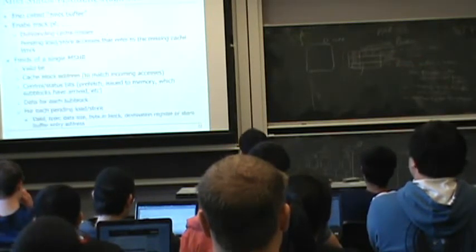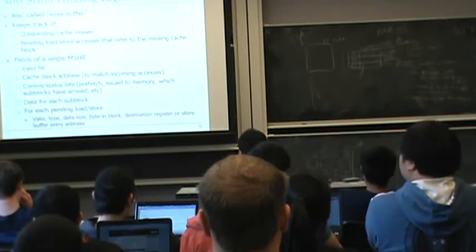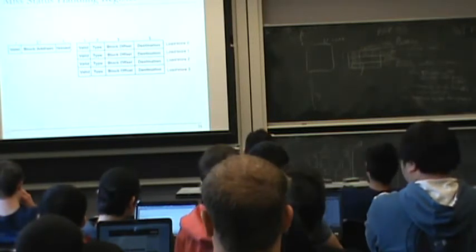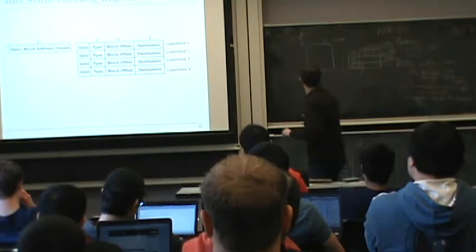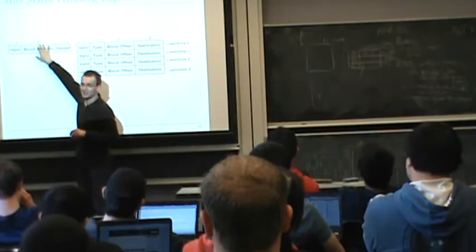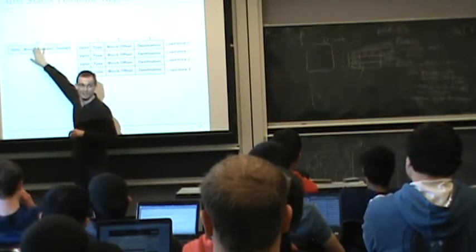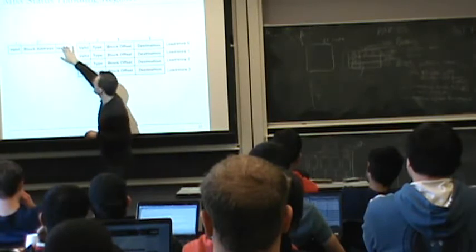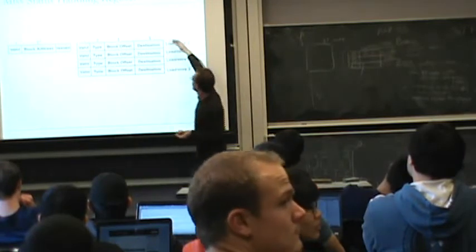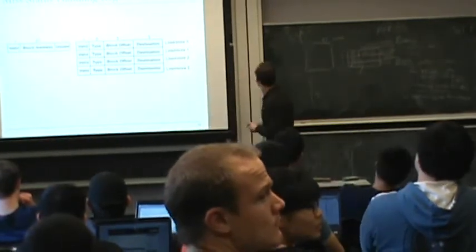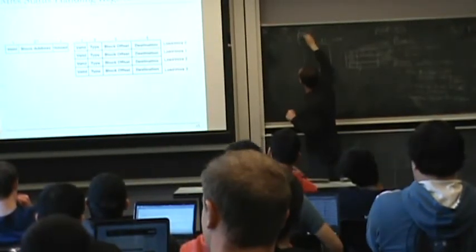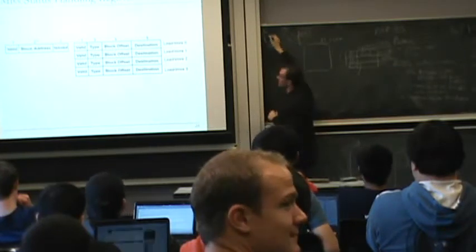Basically, if you look at the structure of an MSHR, it looks something like this. This is one entry here. Is the entry valid? What is the cache block address that we're waiting for, that is being serviced? And is this issued to memory, issued to the next level? And for each entry, you can actually store what load and what store is waiting for that, because this could be one of the loads that requested A, and this could be another load that requested A.